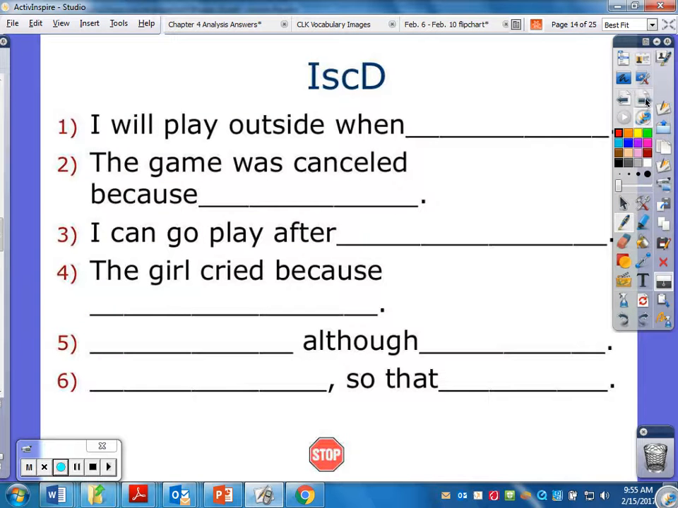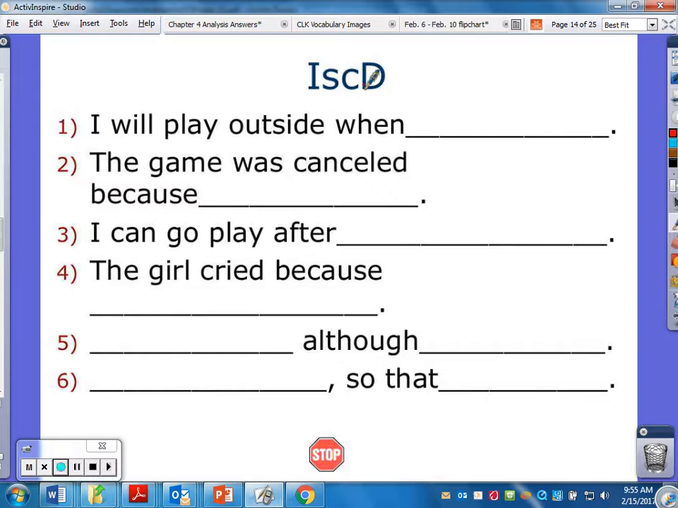The opposite formula for a complex sentence is when you have your independent clause coming first and your dependent clause coming second. Notice, no commas in this complex sentence. I will play outside when it stops raining. The game was canceled because it rained. Notice there is no comma before the word because.